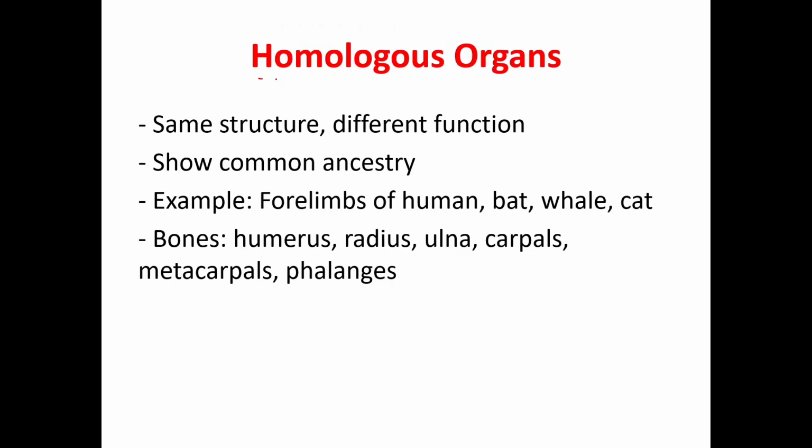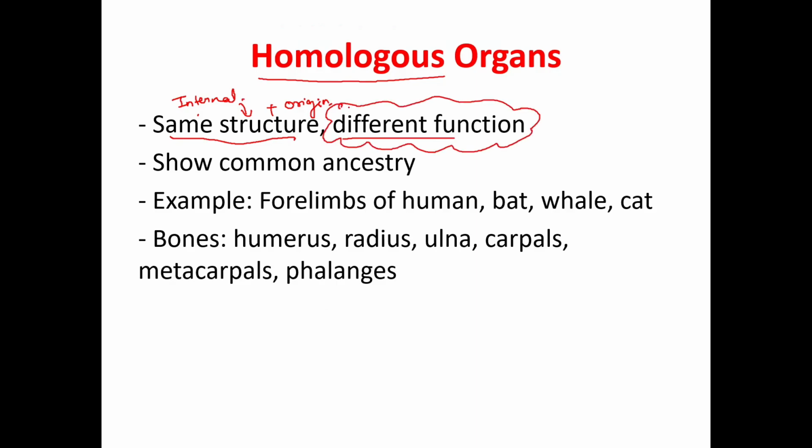Come to the topic homologous organs. Homologous organs are organs that look different on the outside and do different functions. So the organs have the same structure but differ in function. I repeat, homologous organs look different on the outside and do different functions, but they have the same internal structure or origin, the same internal structure plus origin, right? But they perform different kinds of function.